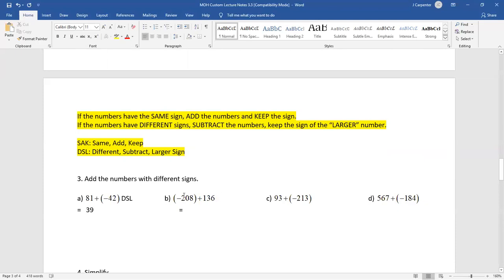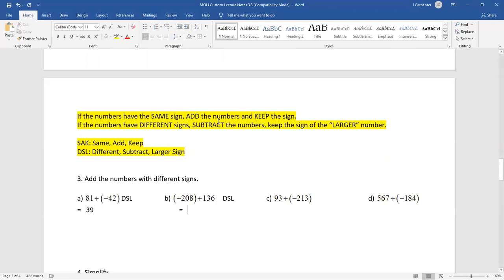Next up, we have negative 208 plus 136. Again, negative 208 plus 136. So these are different signs. The 208's negative, the 136 is positive. So since they're different signs, we will subtract and keep the sign of the larger.